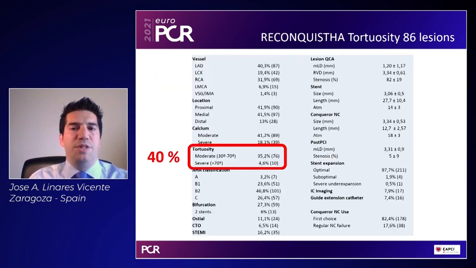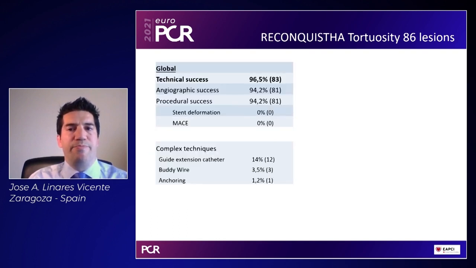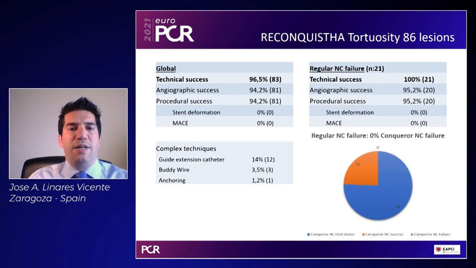And what happened with tortuosity? Well, 40% of lesions, a total of 86 lesions, presented moderate or severe tortuosity. In these lesions, a guide extension catheter was more frequently needed, and the technical success was 96%. In 21 lesions, there was regular NC balloon failure, and the Conqueror had technical success in all of them. Let me show you some cases that could make us understand this outstanding result.